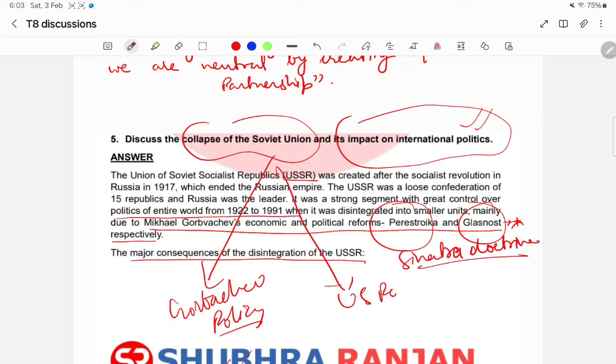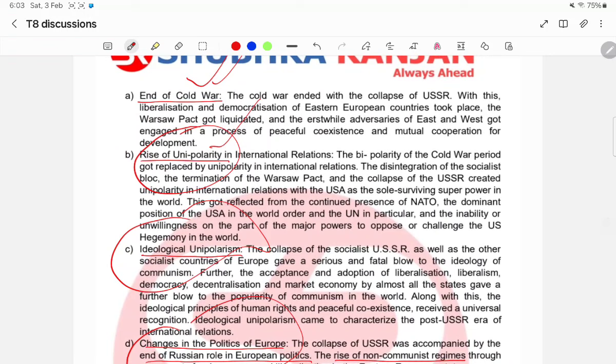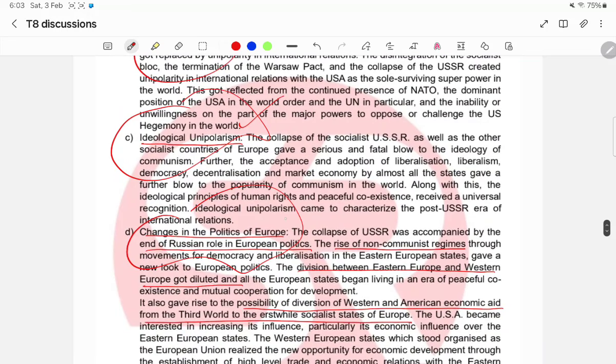Then there was US policy, which wanted to make Russians lose, to beggar the enemy. Costly arms race. Then the Mujahideen war in Russia, in Afghanistan. Okay, these things were the policy of Americans, which led to the collapse of the Soviet Union. So you can give the implication that the end of the Cold War was there, rise of unipolarity, Americans became the unipolar power. Then there was unipolar ideological emergence, like liberalism was taken as the victor. Okay. Then the politics of Europe changed, Eastern European countries became liberal, democratic countries, and the economic relationship with the Western European countries increased. Okay. So these things you can mention.